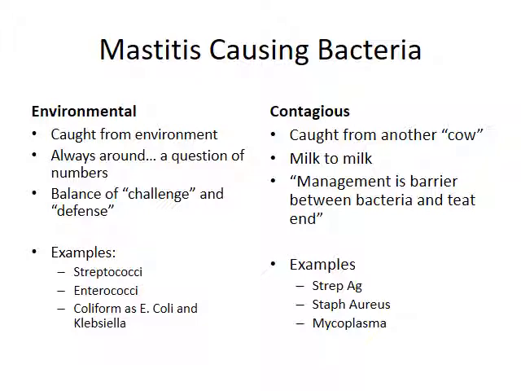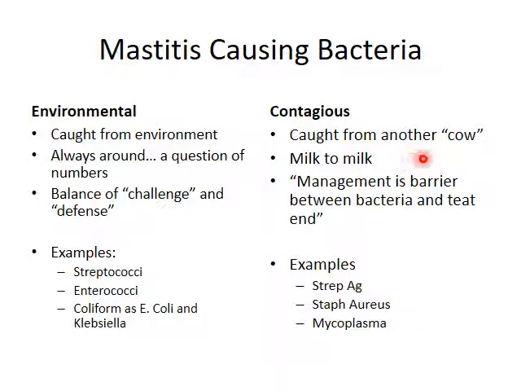It's a question of numbers. To keep the numbers down, we try to keep things dry. And we could think about it as a challenge and defense. If the challenge gets high enough, it's going to break through the defenses and affect the udder. So we've got streptococci, which is gram positive, think entero is gram negative, and our coliforms are gram negative as well.